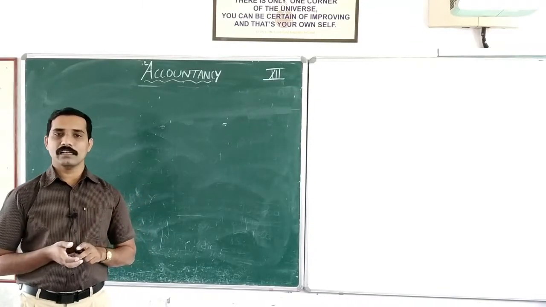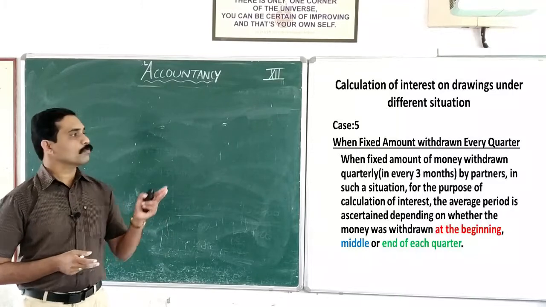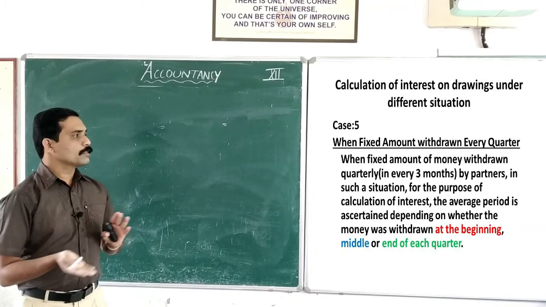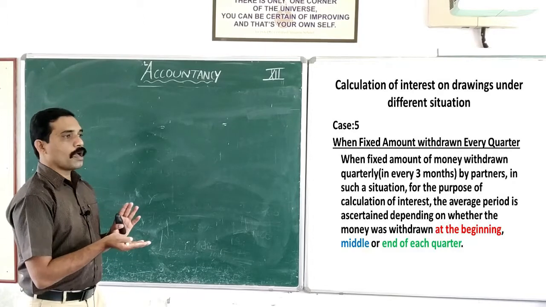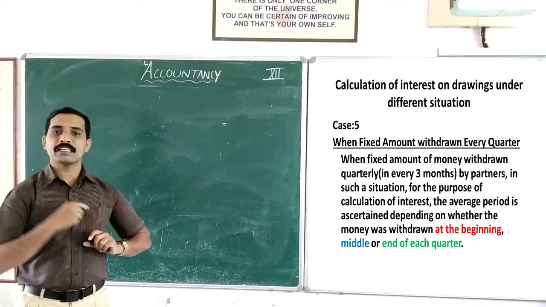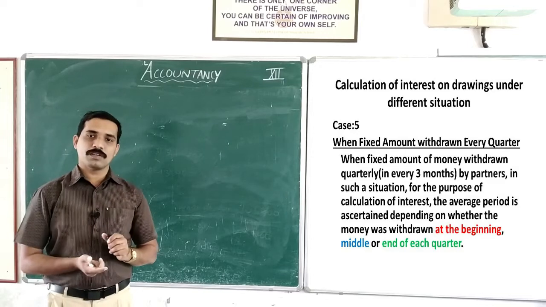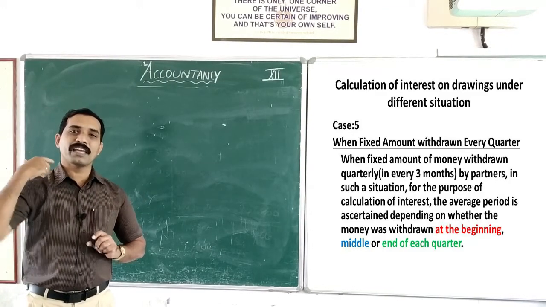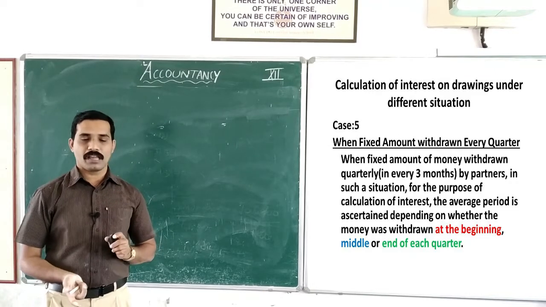I think all are clear. That was the fourth case. Next we can move to the fifth case. What is it? When a fixed amount is withdrawn every quarter. Quarterly means every 3 months by the partners. In such a situation, for the purpose of calculation of interest, the average period is ascertained. The average period is calculated depending on whether the money was withdrawn on the first day of every quarter, that is, at the beginning, or middle, or at the end of every quarter.